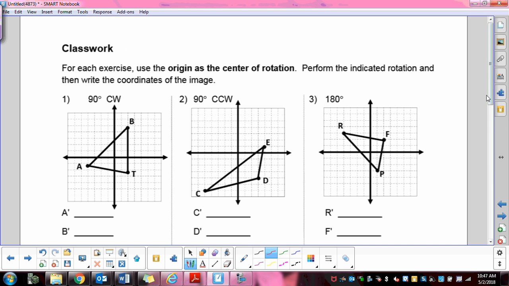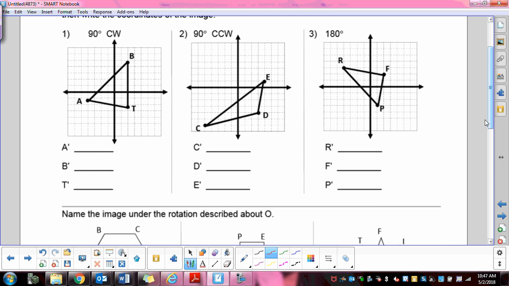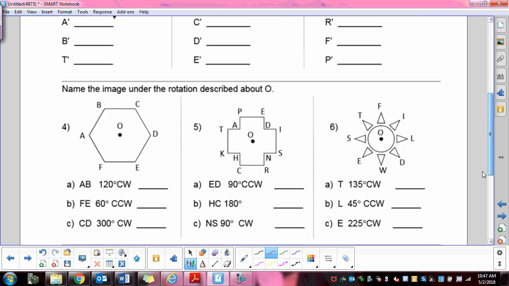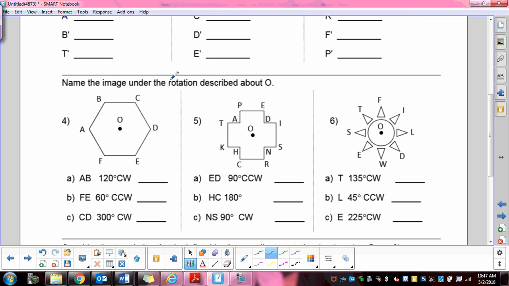All right, and we'll try maybe one of these. This is going to be classwork. We're pretty much done. So I'm going to try a couple out and see how it goes. So this one, it says, name the image under the rotation described below. So let's try 4. AB, what does AB go to when you rotate it 120 degrees clockwise? So clockwise means we're going to the right? And 120 means we're going to move it. Each one is 60. Let me just show you this.